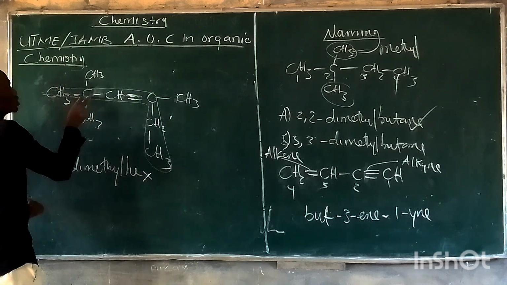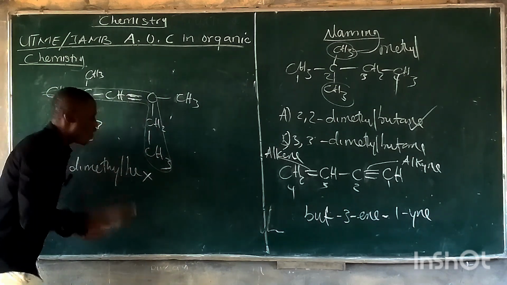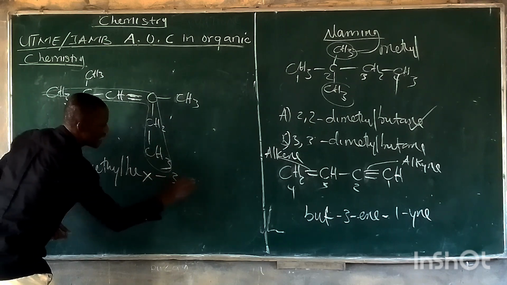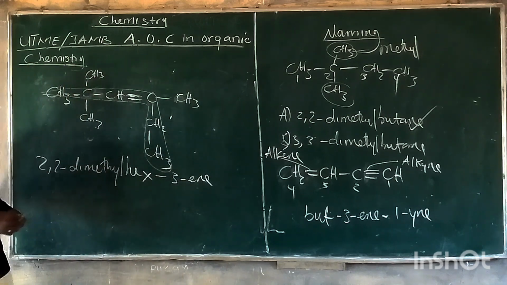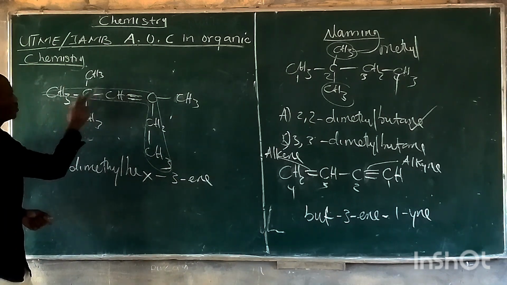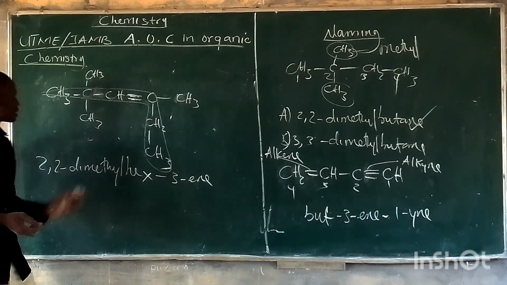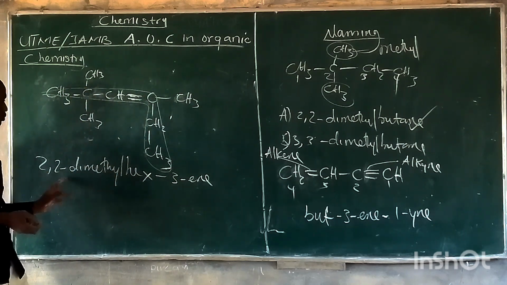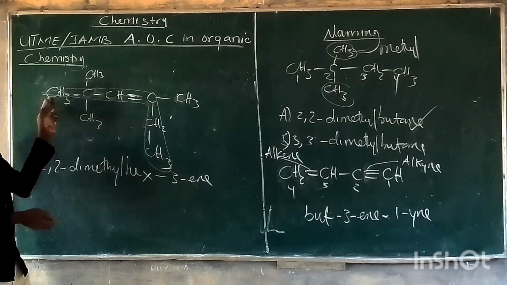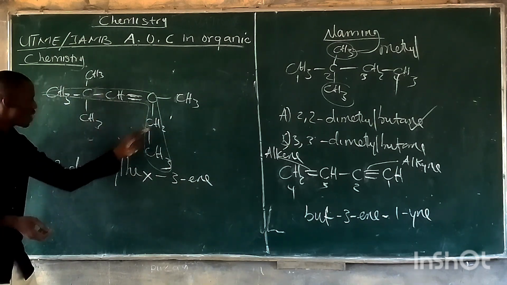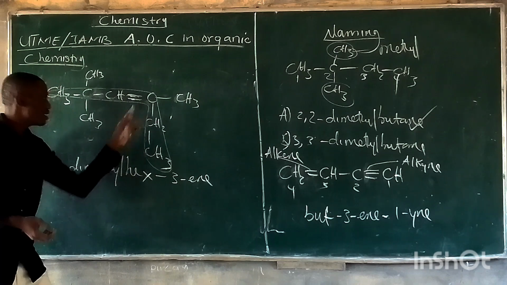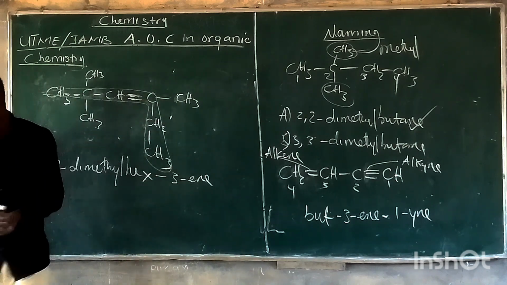6 is hex. Now, hex: 1, 2, 3. The double bond is on carbon atom 3, so there's 3-yne. 1, 2, 3, 4, 5, 6. Alright? So that's how we get it. 2,2-dimethyl, hex, 3-yne. So that is how we do that.